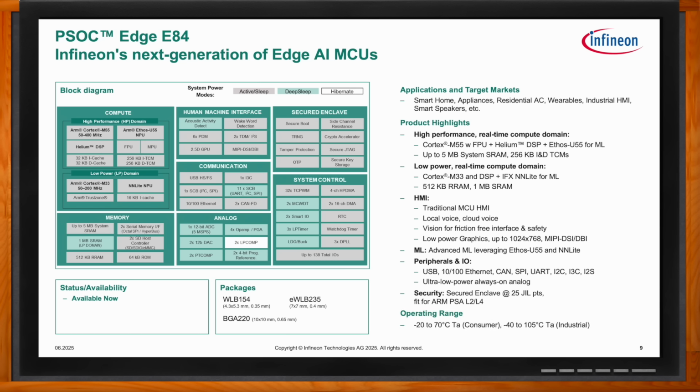All of these features are available now, in 3 different packages with a WLB154, that is our tiniest piece of microcontroller, an EWLB235, and of course our ball grid array, 220 pins, available also in 2 different operating ranges, right? So we have a consumer range from minus 20 to 70 degrees Celsius, and our industrial version from minus 40 to 105 degrees Celsius.